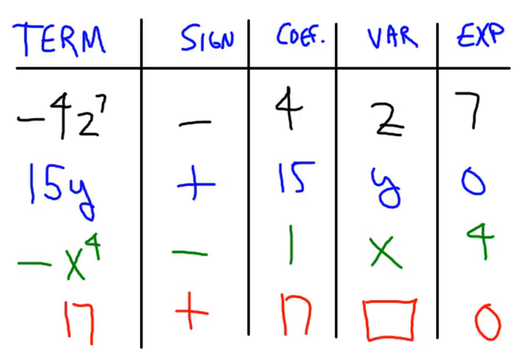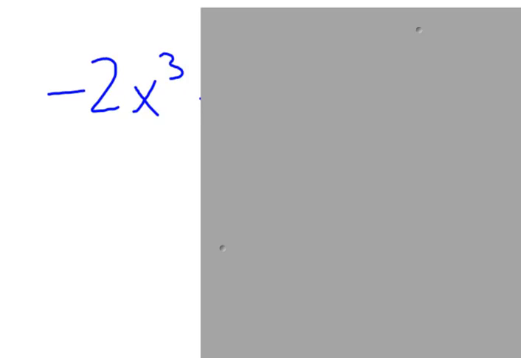The only one I just want to point out is I left a little box here, just like an opening. And that's because whatever variable that the 17 was in with, then that's what variable I would put here, but it would be to the 0 power. All right, so this is a monomial.